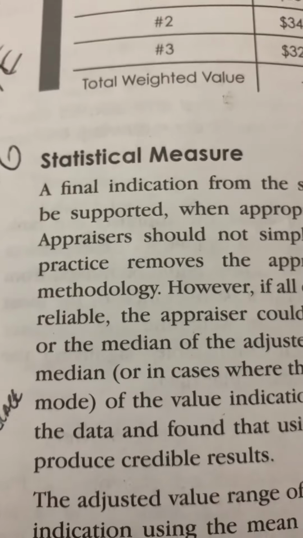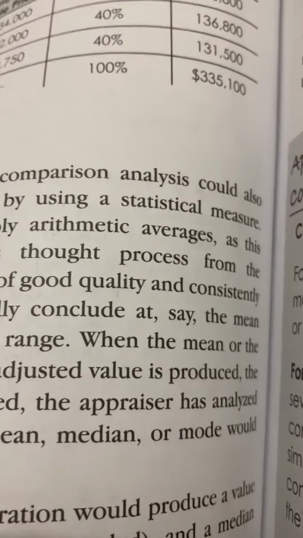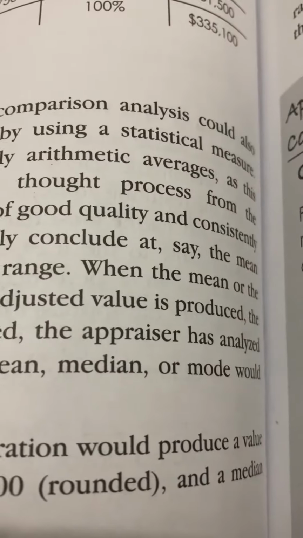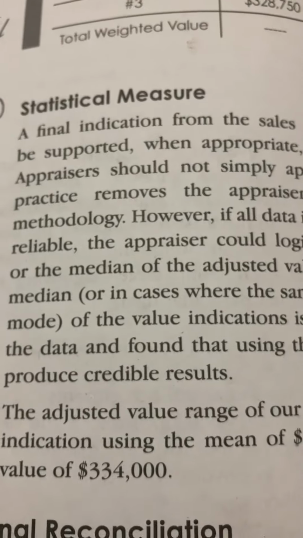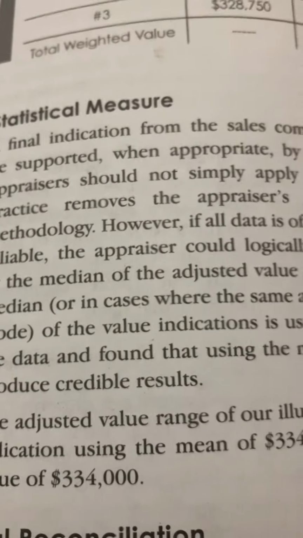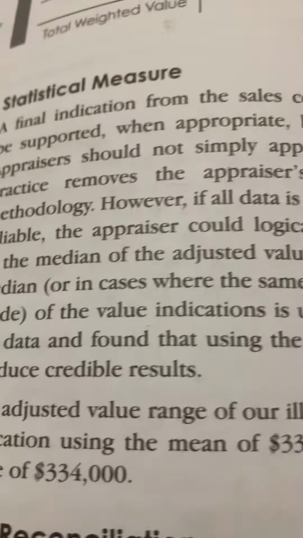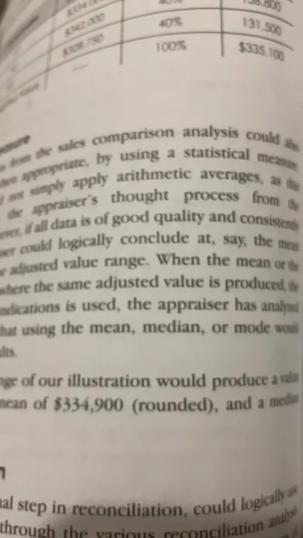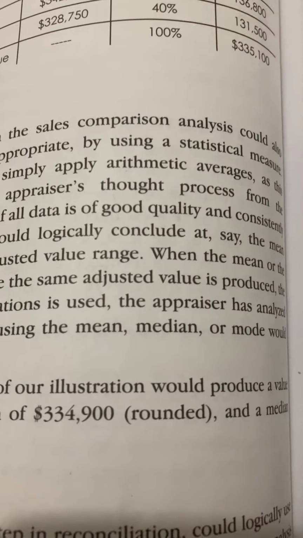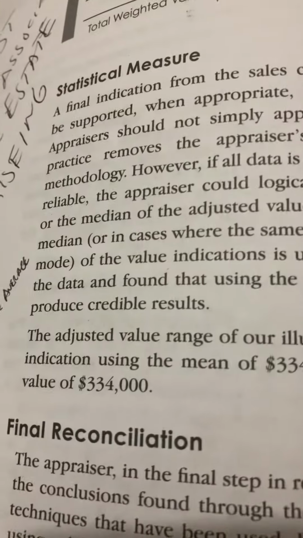Statistical measure. A final indication from the sales comparison analysis could also be supported, when appropriate, by using a statistical measure. Appraisers should not simply apply arithmetic averages, as this practice removes the appraiser's thought process from the methodology. However, if all data is of good quality and consistently reliable, the appraiser could logically conclude at, say, the mean or the median of the adjusted value range.